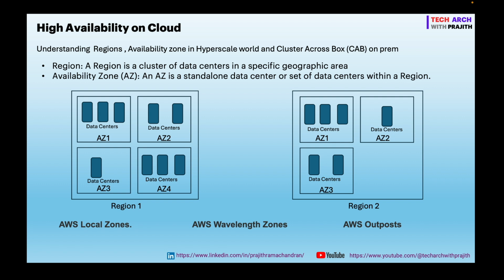Suppose you have an IoT application that communicates through high-speed mobile, you can use the wavelength zones to improve your performance. But again, wavelength zones are not used to deploy your workloads as an HA concept or DR concept. They are totally different purposes.